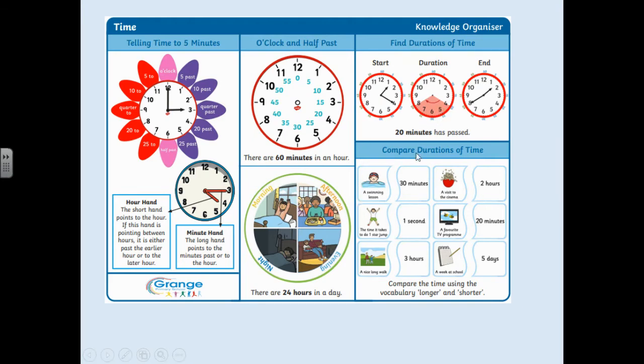Then we were comparing durations of time. So compare the time using the vocabulary longer and shorter.